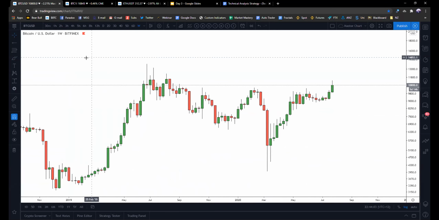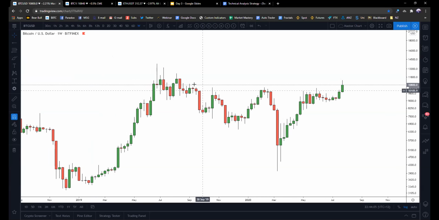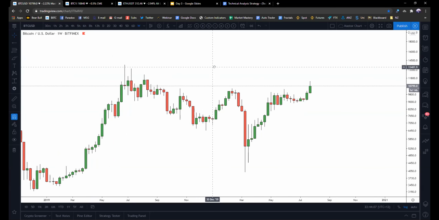Are you currently using FTX standard setting? This is TradingView. This is TradingView.